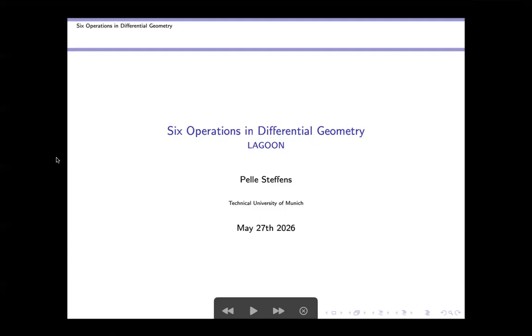I was told to go gentle on these algebraic geometers in the audience. No worries. There's very little differential geometry actually happening today. I will talk about differential geometry in a way that algebraic geometers should find conducive. So there's going to be ring spaces. There's going to be quasi-coherent sheaves. I think these are maybe things that are close to your hearts.